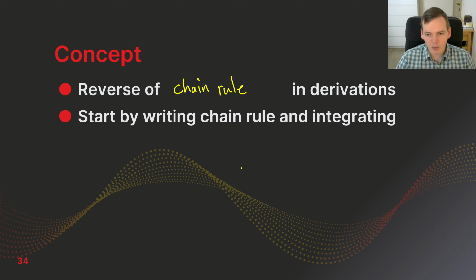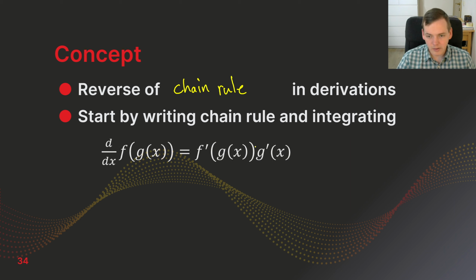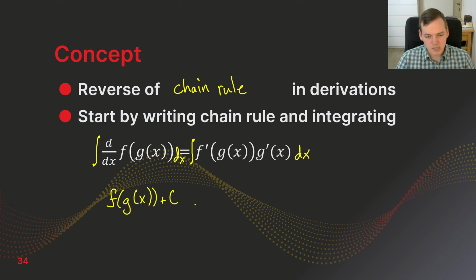We're going to start by writing the chain rule and then integrating. So this is the chain rule, right? The derivative of f of g of x is equal to the derivative of f of x, with g of x still plugged in, times g prime of x. And now I'm going to take the integral of both sides. We're just going to slap an integration onto here. Integrating the left side is pretty easy because it's the integral of a derivative, so it's just going to be f of g of x plus c.